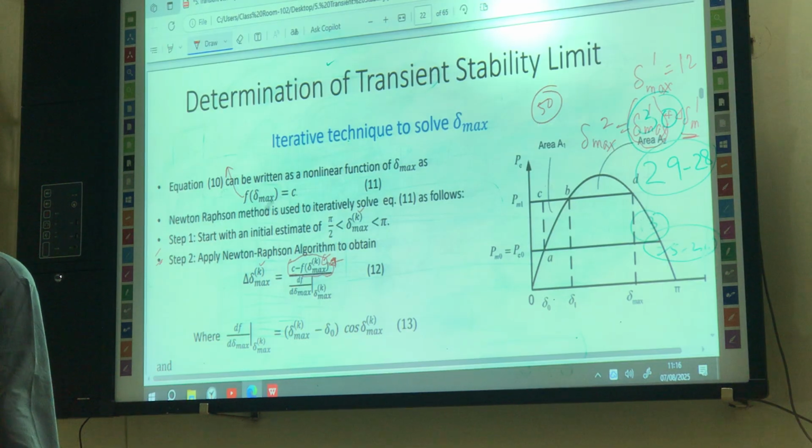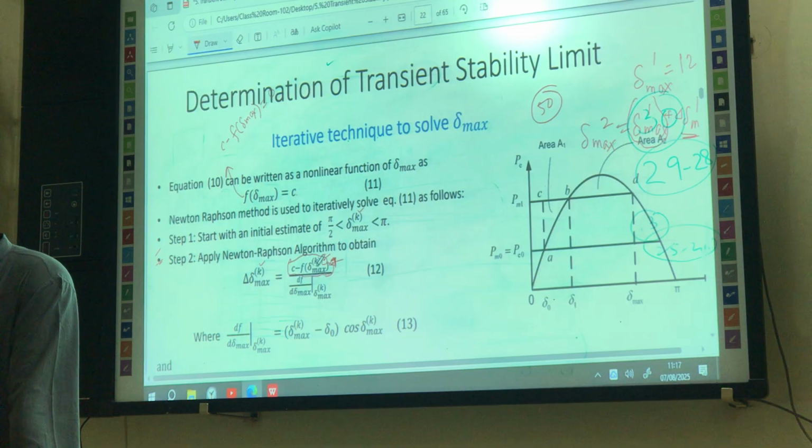What is this thing? Look, this is equal to this. That means your c minus f of delta max should be equal to 0, right? So whenever you reach the optimal point or the actual point of delta max, this term should be 0. If this is 0, what will be your increment? There will be no increment. It means that you are at the actual value. Have you got the idea?